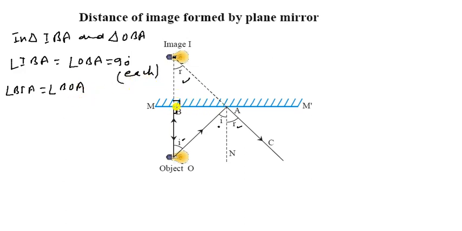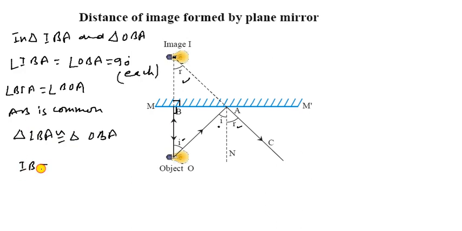And this distance, AB, is common in both. So you can write AB is common in both. So what will happen? The triangles are congruent. So triangle IBA is congruent to triangle OBA. So that's why IB is equal to OB. IB is equal to OB. So always remember, the distance of the image and the distance of the object are always equal.